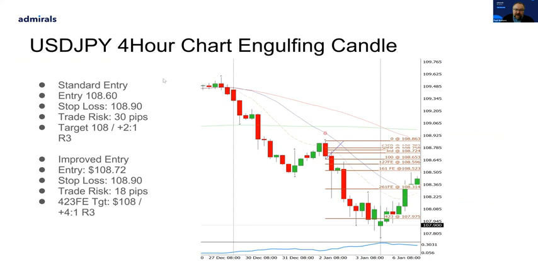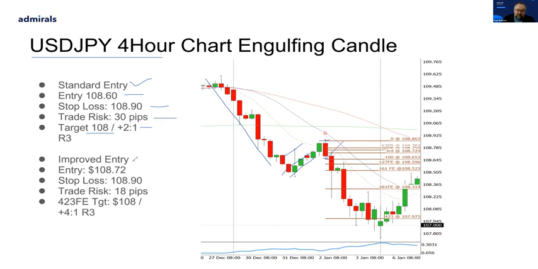This is dollar yen on the 4-hour chart, and what we can see is that it was in a very nice downtrend. Price pulled back up, almost like a flag pattern, and that's ended by this bearish engulfing candle. Standard entry would have had you entering short at 108.60, stop loss at 108.90, with your trade risk at 30 pips. You might have targeted the big round number at 108, and that would have given you 2-to-1 reward to risk. Lots of people would trade that and be very happy.